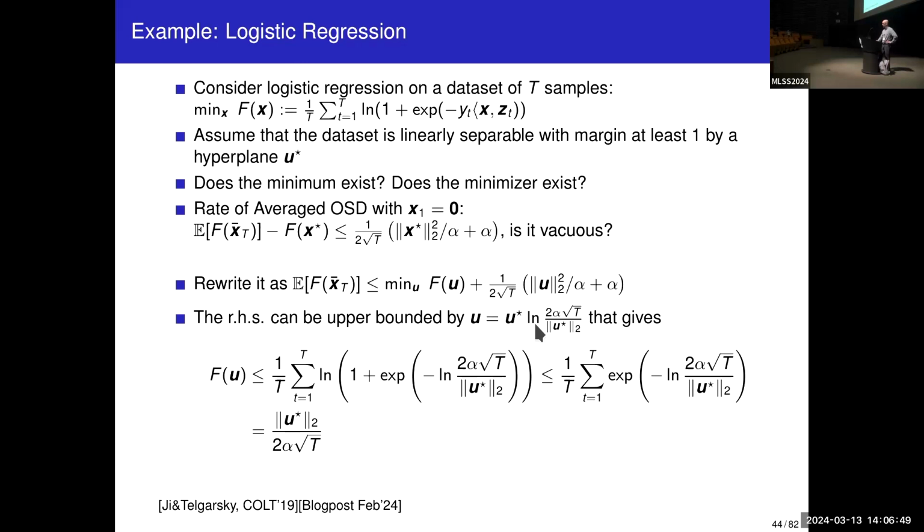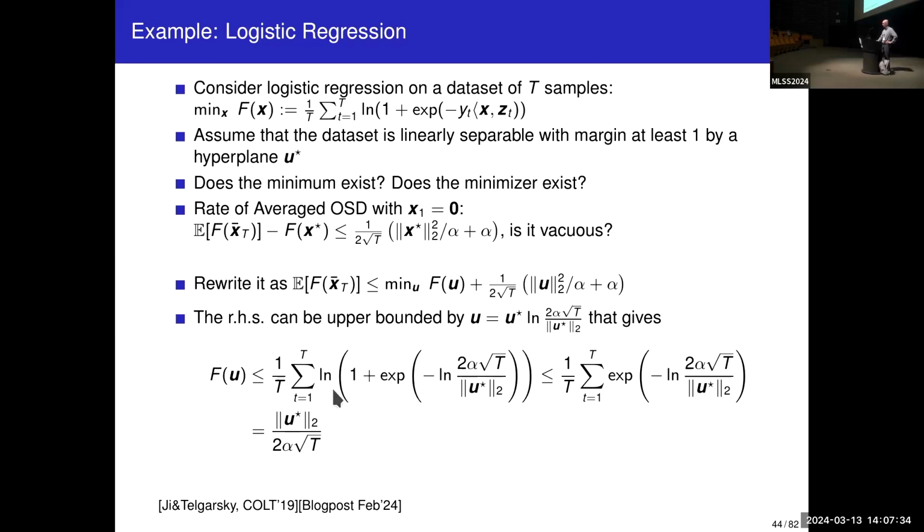I want to use U star times logarithm of 2 times alpha divided by square root of t and the norm of U star, where again, U star is the maximum margin separator. So if I put that expression here, this is f of u. Now I have the average of the logarithm of 1 plus exp. What happens is that I know that u is separating my samples with margin at least 1. So this means that this expression is at least 1. And so I can remove this entire expression and put 1 with a minus and with this constant term. Okay, so I have minus this expression.